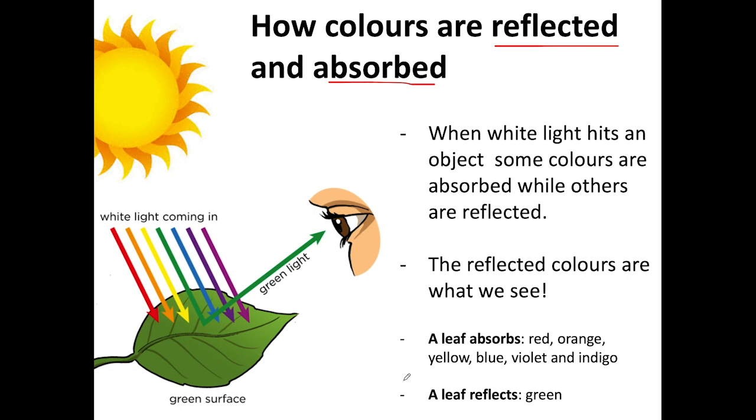So a leaf absorbs red, orange, yellow, blue, violet, and indigo. All of these colors are staying in the leaf, they're being absorbed, and the leaf is going to reflect the color green back into your eyes. This has to do with the texture or surface of the leaf, its chemical properties that tell it what color it's going to be, and this is your perception or view of what the color is. So I'm seeing green when I look at this leaf because all of these other colors are being absorbed.